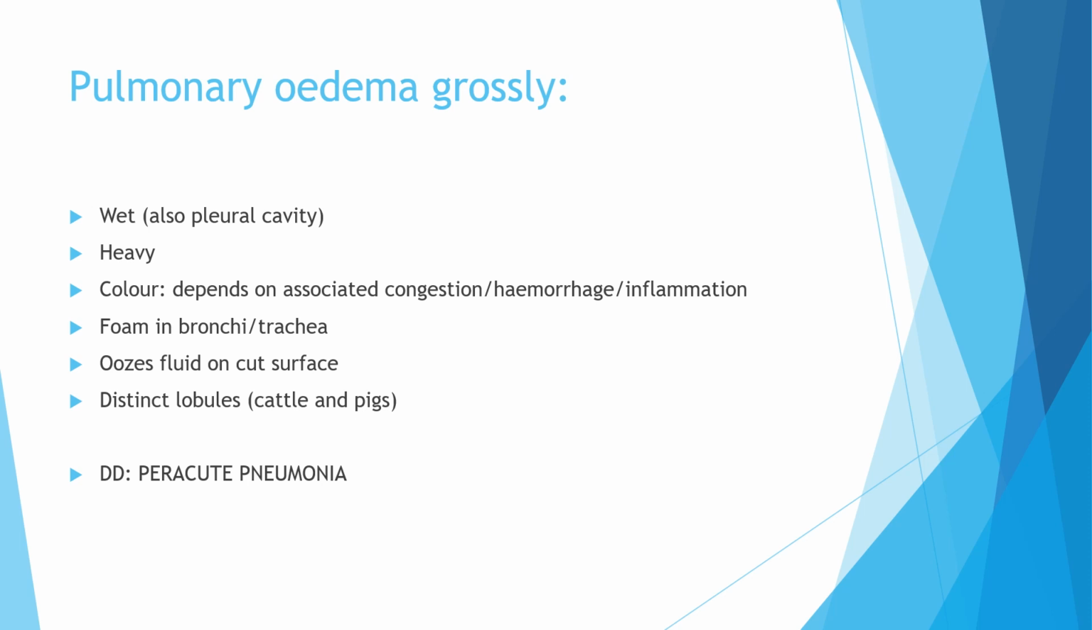When the pulmonary edema is quite severe, sometimes it can be difficult to distinguish it grossly from peracute pneumonia. That's because in the early stages of inflammation, you often do get edema. So if you've got a severe pulmonary edema, what you're looking at can easily have been a peracutely inflamed lung that will also be edematous and hasn't gone through all the processes of becoming red.